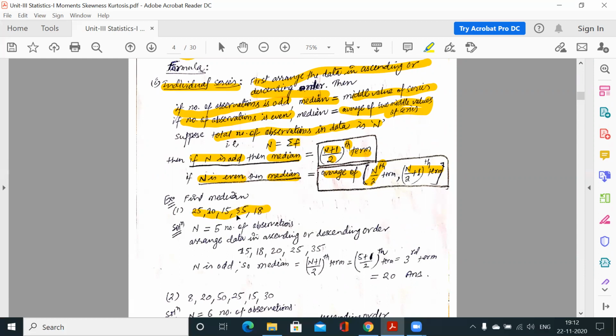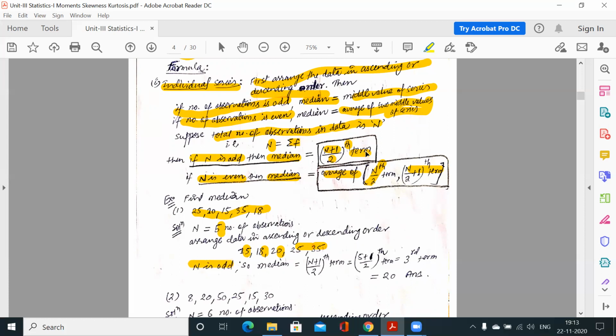So for the examples, this is one individual series. First we have to arrange that data. The arrangement is either in increasing form or decreasing form. Suppose we are taking ascending form: 15, 18, 20, 25, 35. So this is the arrangement in ascending order. Now, how many points are there? There are 5 points, 1, 2, 3, 4, 5, which is an odd number.